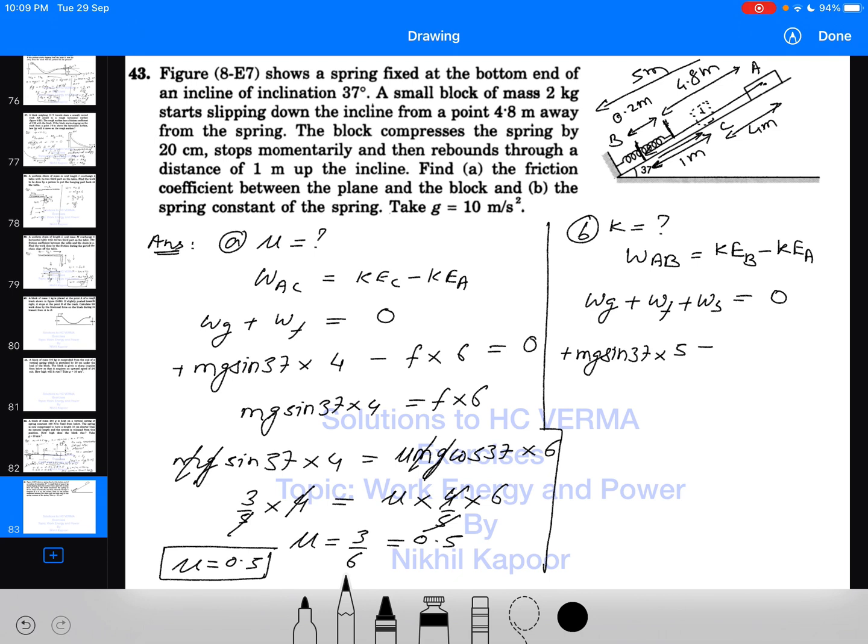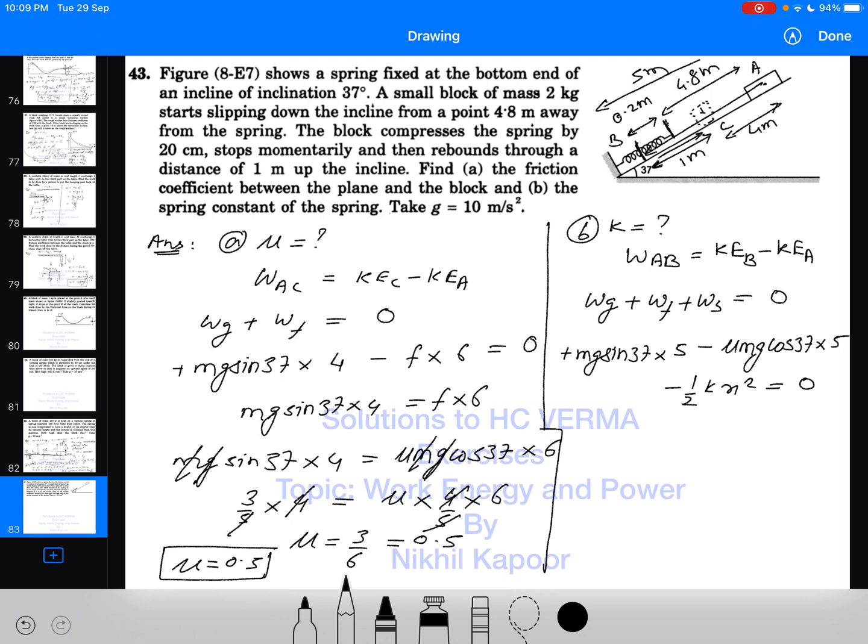Now work done by friction would be negative, again mu mg cos 37, that is the value of the frictional force, into the displacement of 5 meters, plus work done by the spring force. The spring gets compressed, so work done by the spring force on the block is minus half kx square, because the block is moving down and the spring is getting compressed. The spring force is in the opposite direction. So we just have to find k. Now let's substitute the values.